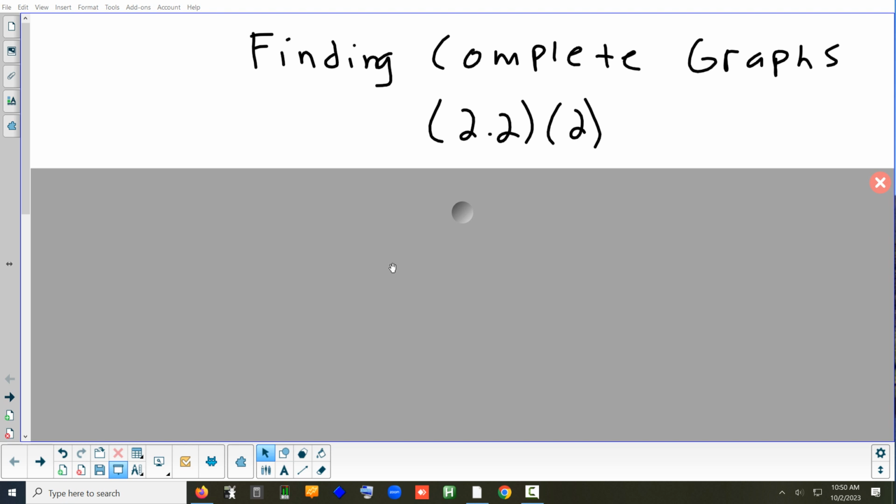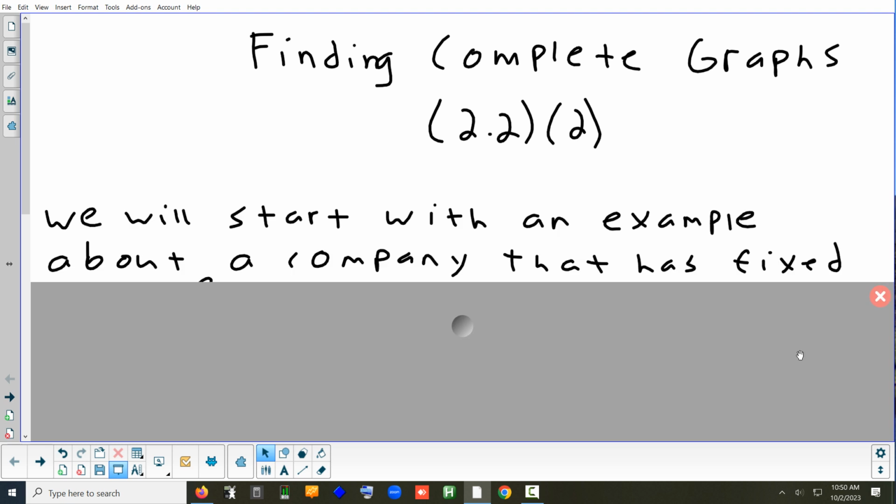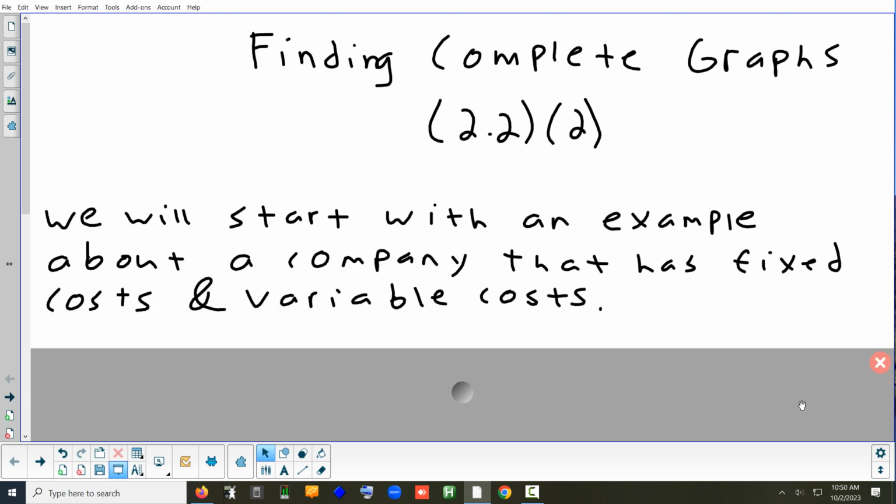So this is on finding complete graphs, the second part of 2.2. So remember, when they ask you to find a complete graph, it just means to find a window that you can see everything that's important. So to do that, we're going to do a problem about a company that has two types of costs. They have costs that are fixed and costs that are variable.